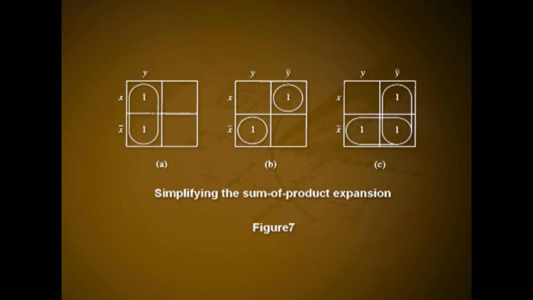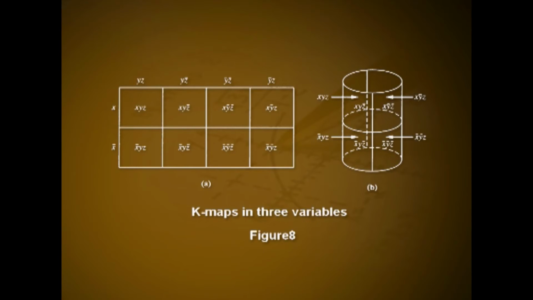A K-map in 3 variables is a rectangle divided into 8 cells. The cells represent the 8 possible minterms in 3 variables. 2 cells are said to be adjacent if the minterms that they represent differ in exactly 1 literal. One of the ways to form a K-map in 3 variables is shown in figure 8a. This K-map can be thought of as lying on a cylinder as shown in figure 8b. On the cylinder, 2 cells have a common border if and only if they are adjacent. You can see figure 8, the K-maps in 3 variables.